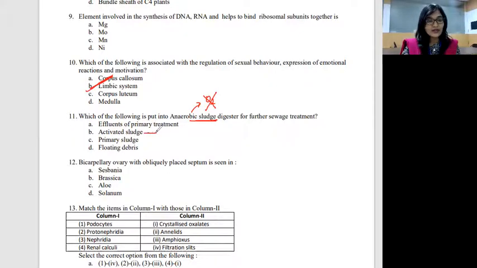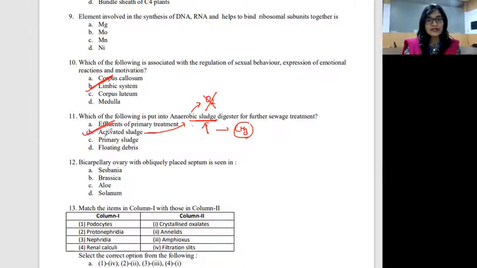After this activated sludge, we will transfer it to an anaerobic sludge digester where there is going to be anaerobic bacteria. These anaerobic bacteria are going to react and finally produce methane, which smells, right? Yes. Usually methane is going to be produced. So the answer is going to be option B.